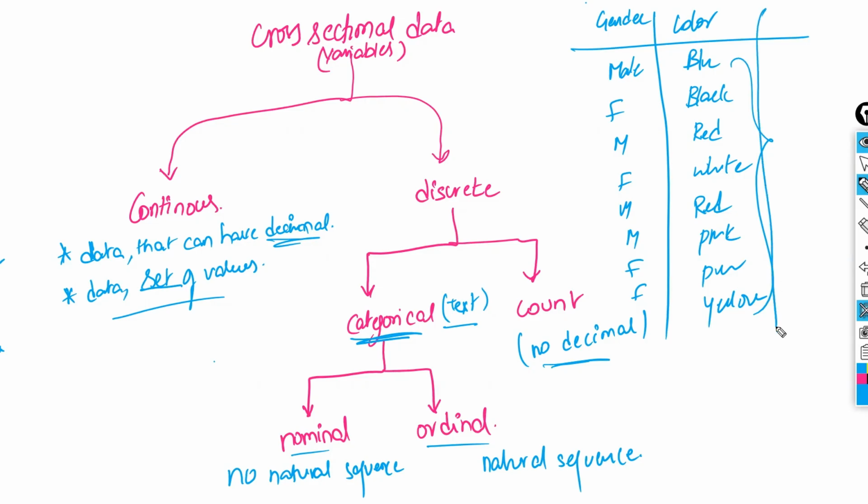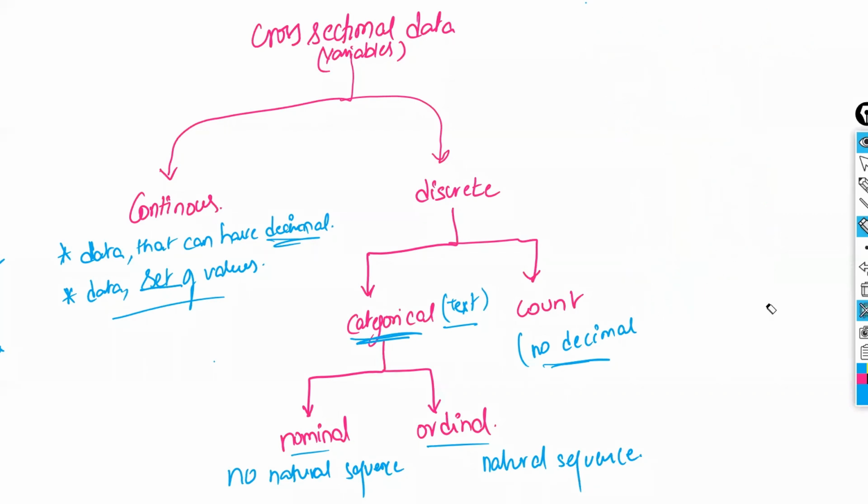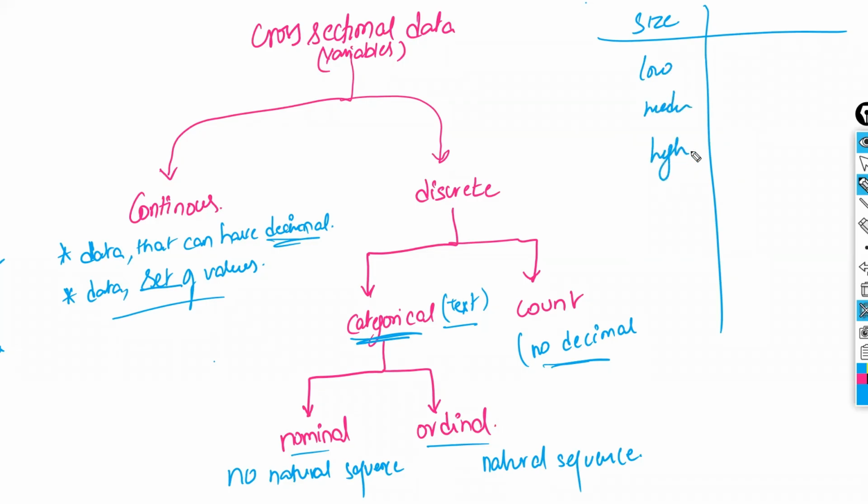Now, an example of ordinal. For ordinal data, let us take a column called size, with low, medium, high. Low is lower than medium, and medium is lower than high. Everyone knows this, right? There is a natural sequence between them. Low size means it has comparatively very small size. Medium means it has medium size.